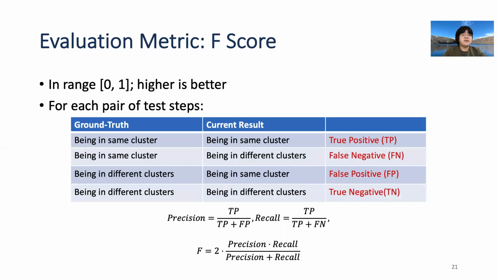We evaluate the clustering accuracy by F-score. The F-score considers each pair of test steps and compares whether they should be in the same cluster in our clustering results and in the ground truth. It's in the range of 0 to 1. Higher F-score means better clustering accuracy. The detailed definition is shown in the slide.